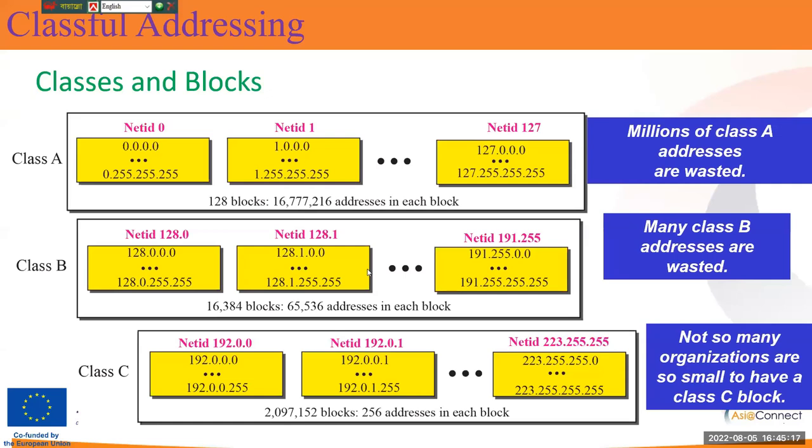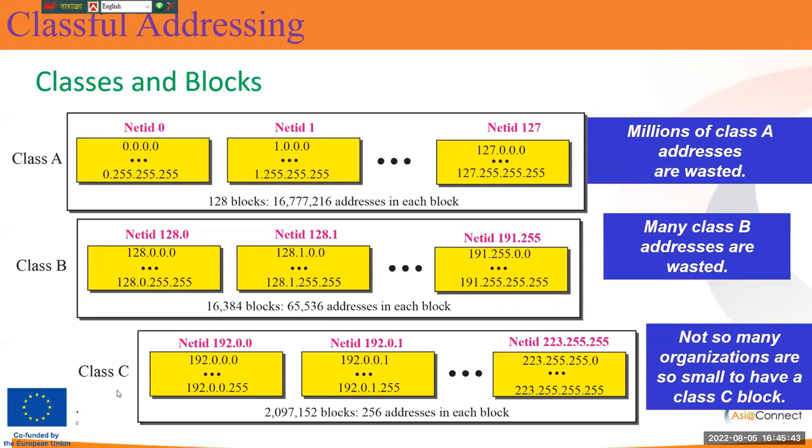So in that case, if I take just one block, we can connect 2 to the power 16, that is 65,536 addresses in each block. In that case, if I want to take it for my network, so many addresses will not be connected. So many class B addresses are wasted. So this is another problem.